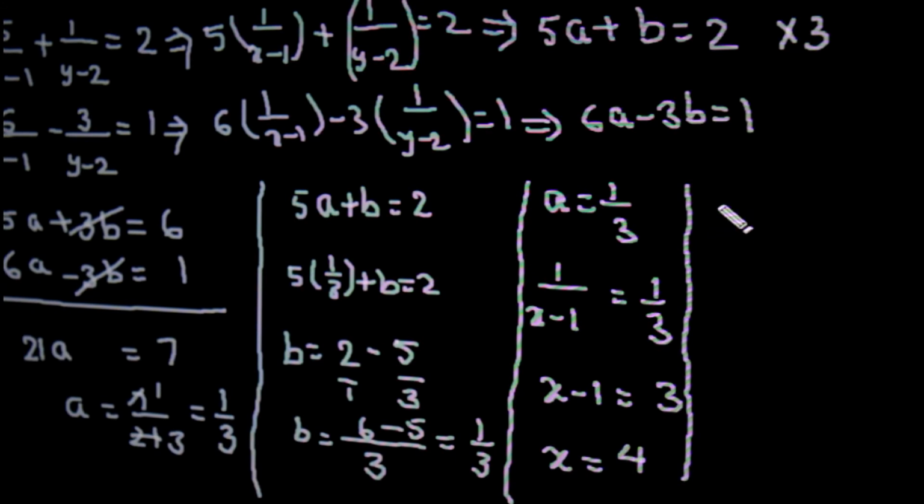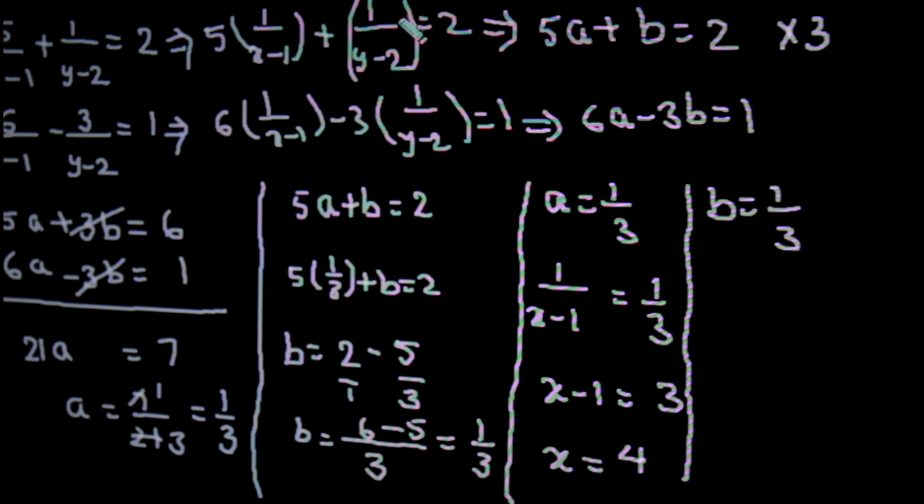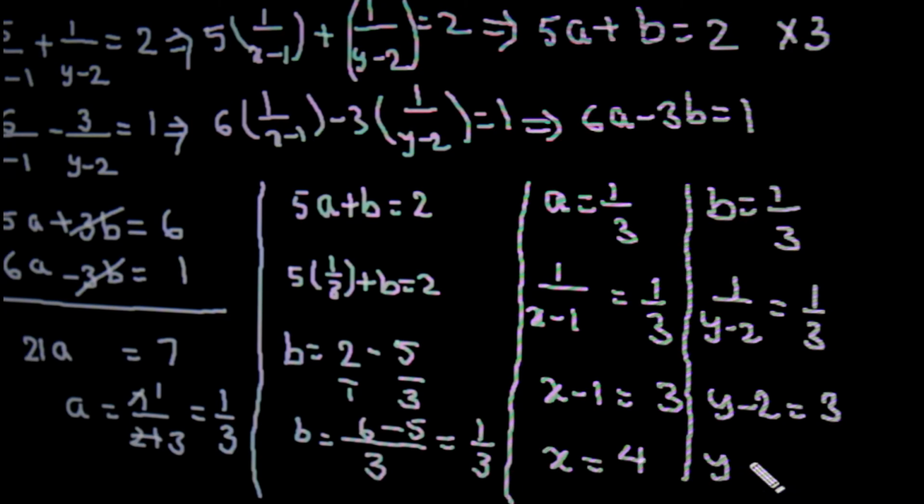In the same way, find out b. b is equal to 1 by 3. Therefore, what is b? 1 by y minus 2 is equal to 1 by 3. Either cross multiplication or reciprocal on both LHS and RHS. y minus 2 is equal to 3. y is equal to 3, minus 2 becomes plus 2. 3 plus 2 is 5. Therefore, x is 4, y is 5. That is the end of the problem.